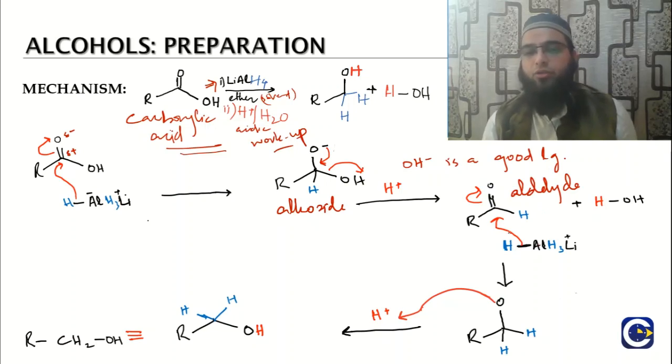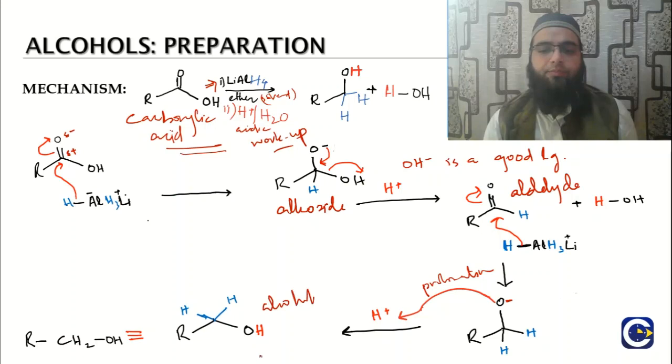Again there is a nucleophilic attack of hydride ion on the carbonyl carbon, and the electrons shift towards the oxygen, so we have a negative charge here. This negative charge on the oxygen is stabilized by the acidic workup, which provides protonation. The proton from the medium comes and attaches to the oxygen of the alkoxide ion, and as a result we get the alcohol.